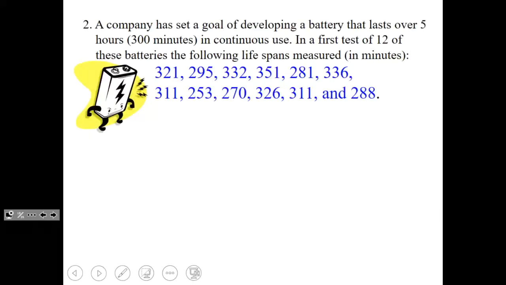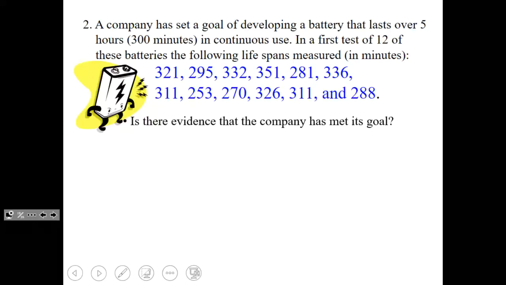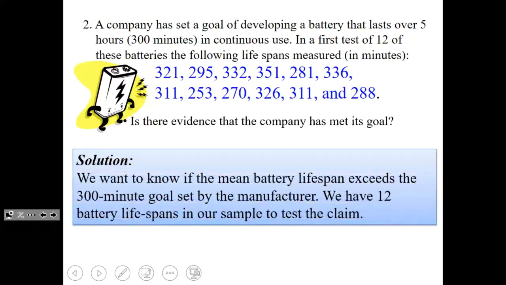A company has set a goal of developing a battery that lasts over 5 hours, or 300 minutes, in continuous use. In a first test of 12 of these batteries, the following lifespans were measured in minutes. Now we want to use this data. We're going to collect it and load it inside of our TI, so we have all of our raw data now. Is this evidence the company has met its goal? In other words, we want to know if the mean battery lifespan exceeds the 300-minute goal set by the manufacturer. We have 12 battery lifespans in our sample to test the claim.